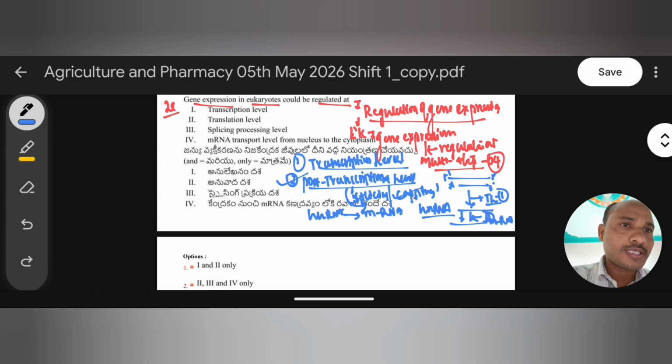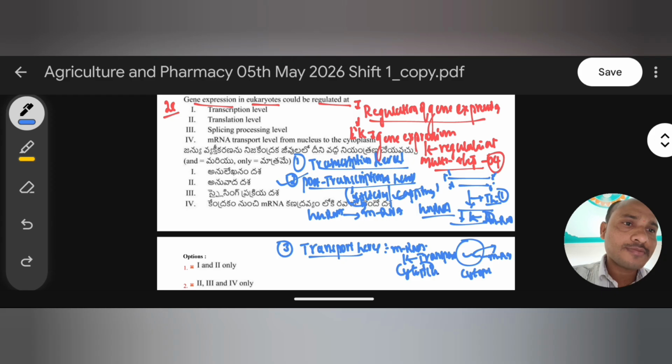The result of the post transcriptional level is the formation of mature mRNA, and this mature mRNA then undergoes the third step, the transport level. What happens here? The mRNA forms in the nucleus only. From the nucleus, the formed mRNA is transported out into the cytoplasm. This process is nothing but the transport level.